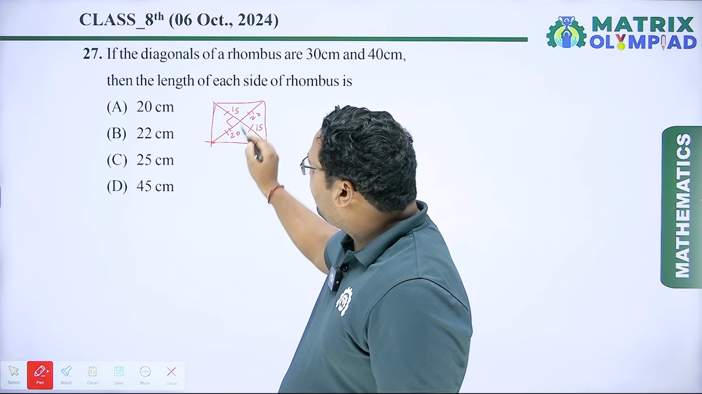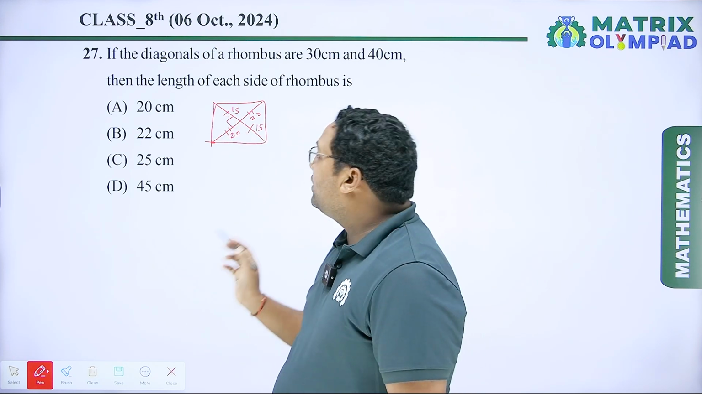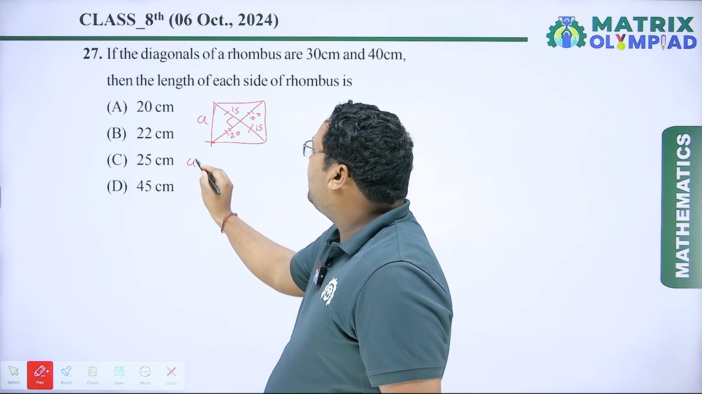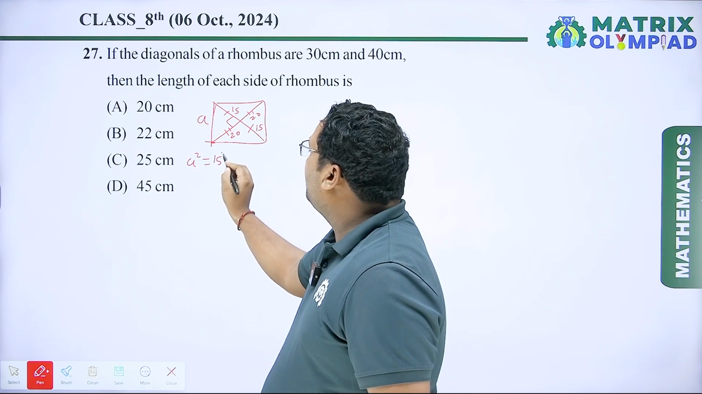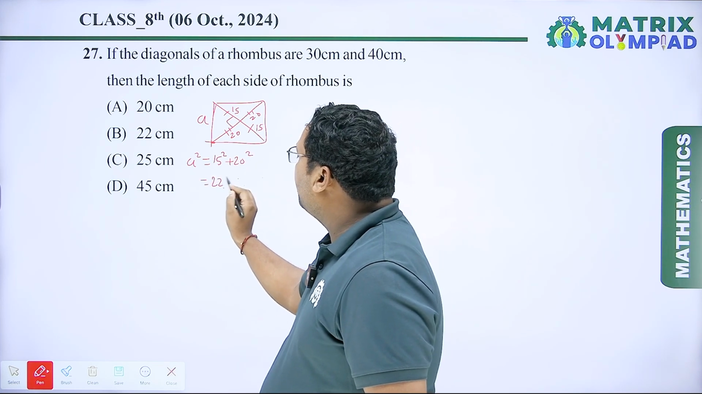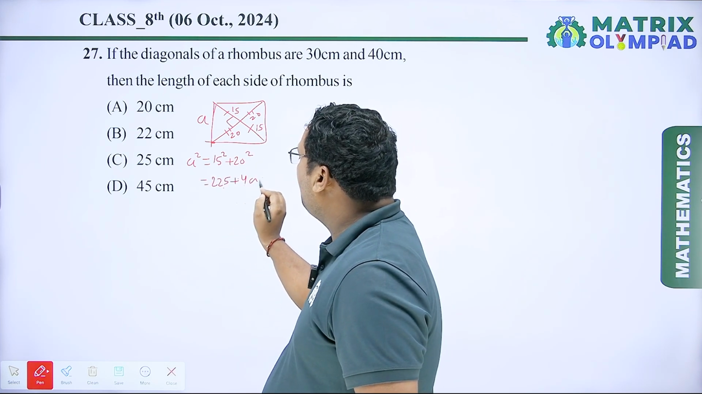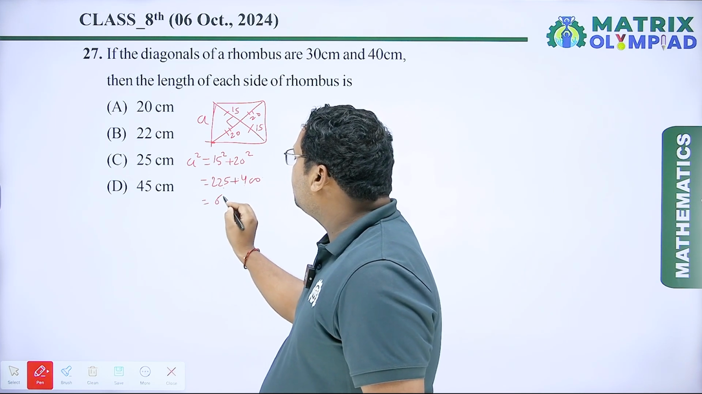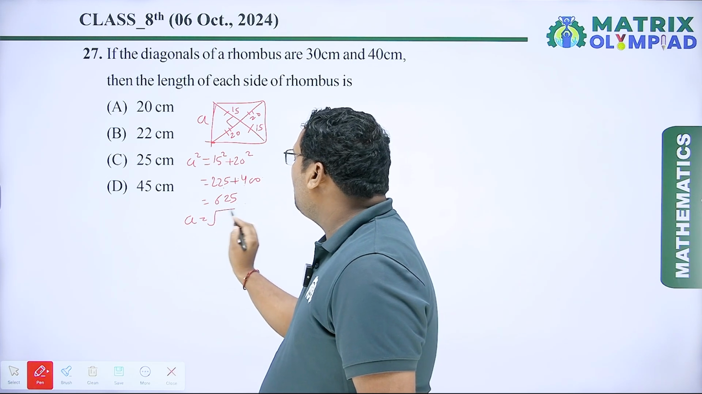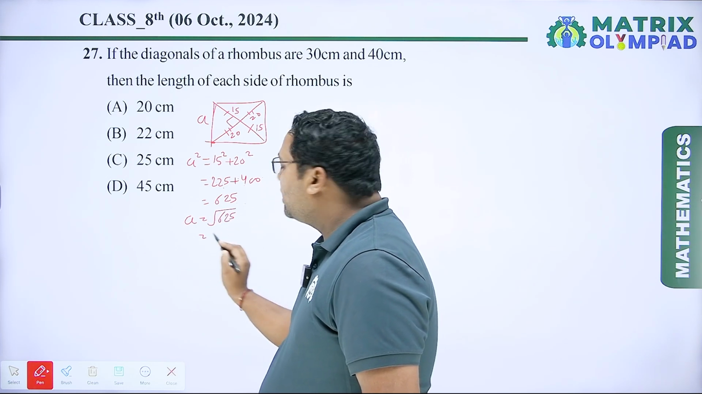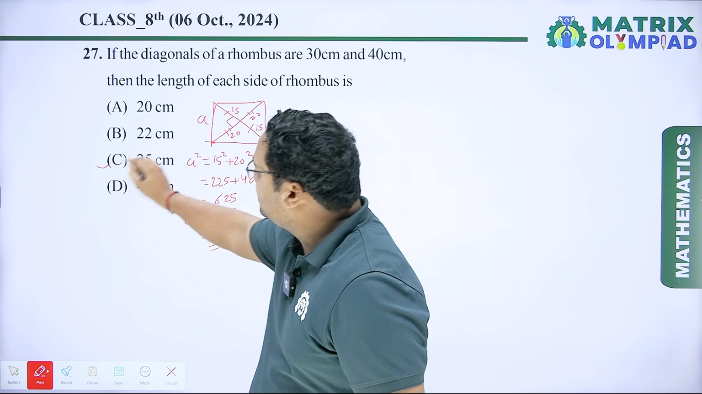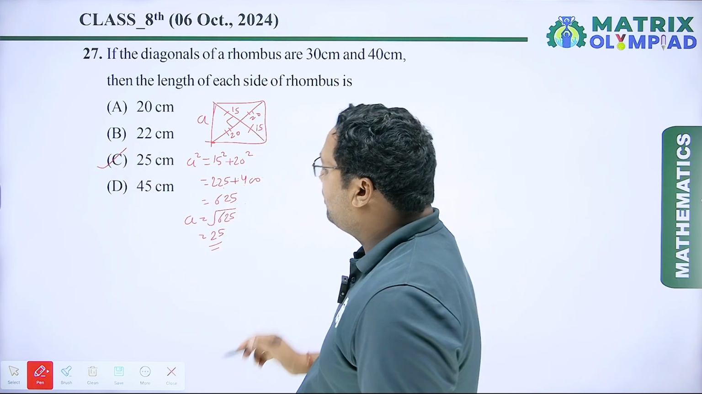So here the right triangle is here. So we have to apply Pythagoras theorem. So let's assume this side is A. So A square is equal to 15 square plus 20 square. 15 square is 225, 20 square is 400, so side square is 625. So the side of the rhombus is under root of 625, and we know the square root of 625 is 25. So correct option is C. 25 centimeter is the side of the rhombus.